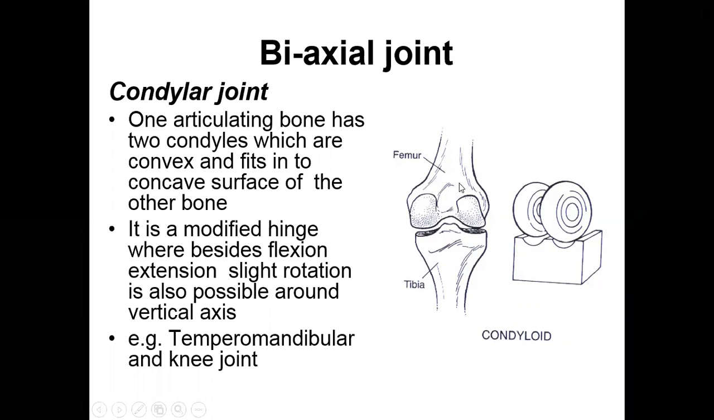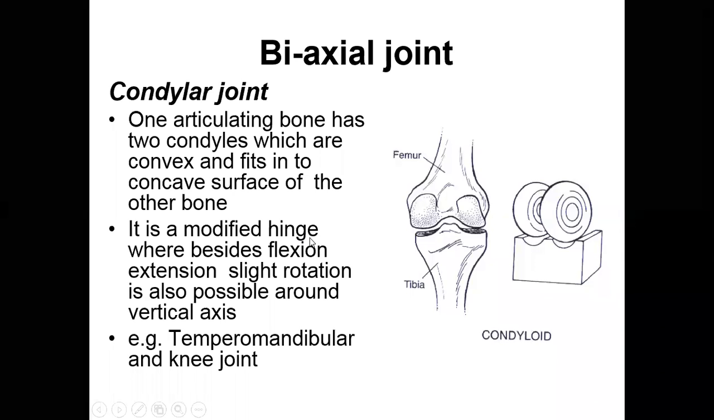Here, this bone is a femur. It has got two condyles, which are convex, which are going to fit into a concave surface of the other bone. So here we are going to see the knee joint as an example. So in condylar type of joint, as the name suggests, it has got two condyles, which are convex in shape and rest on a concave surface formed by the other bone. As you can see here, this is convex surface and this is concave surface of the other bone. And this can be called a modified hinge joint.